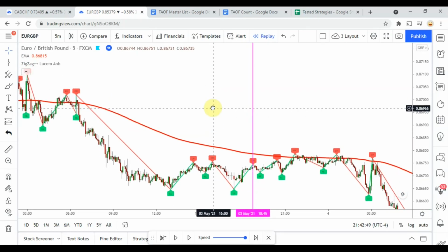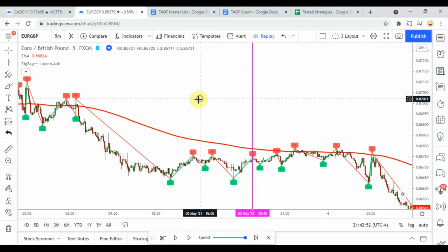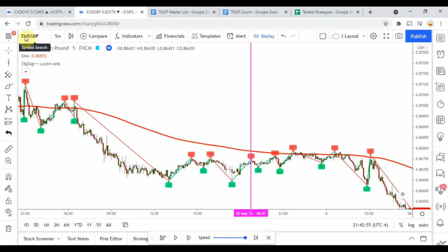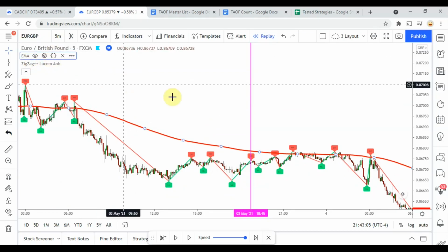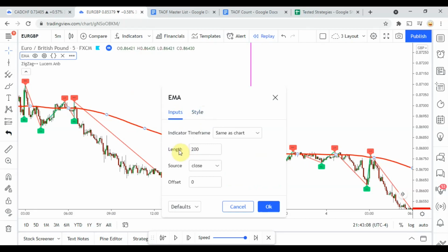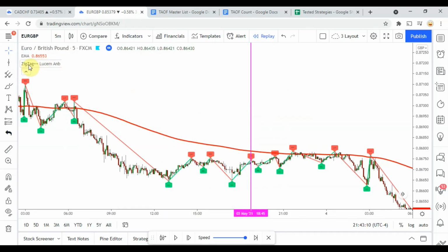So with this one, we basically have 2 different indicators that we're going to use. We tested this on the Euro Great Britain Pound, which is what the original video tested it on. Again, 5-minute time frame. We have a standard EMA, so an exponential moving average, and we have that set to a length of 200. And then we have the ZigZag Indicator. So it's actually the ZigZag ++ by Lusum Enba, I believe it is. Could be pronouncing that completely wrong. But that is the one that we are using in this.